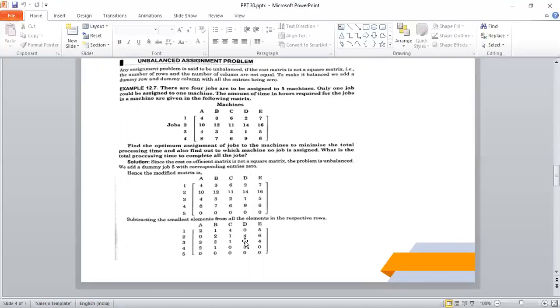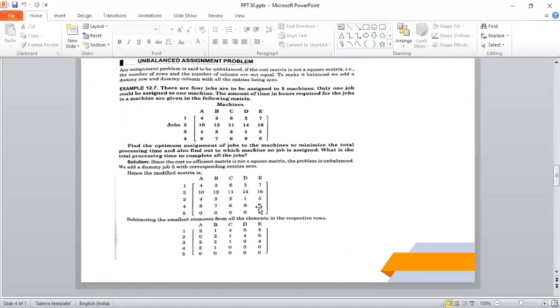14 minus 10 is equal to 4. And 16 minus 10 is equal to 6. In this row, the minimum element is 1. So we subtract 1 from each element. So 4 becomes 3, 3 becomes 2, 2 becomes 1, 1 becomes 0, and 5 minus 1 becomes 4.